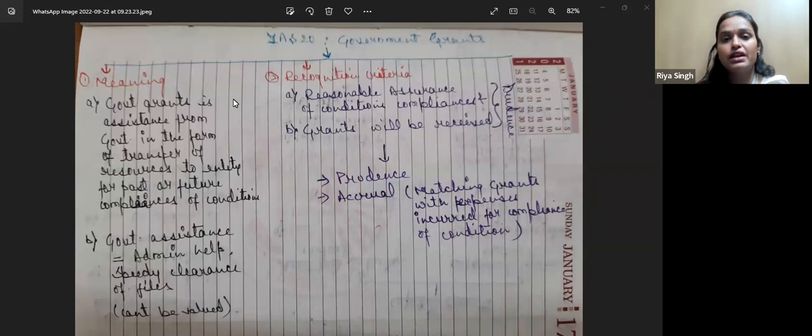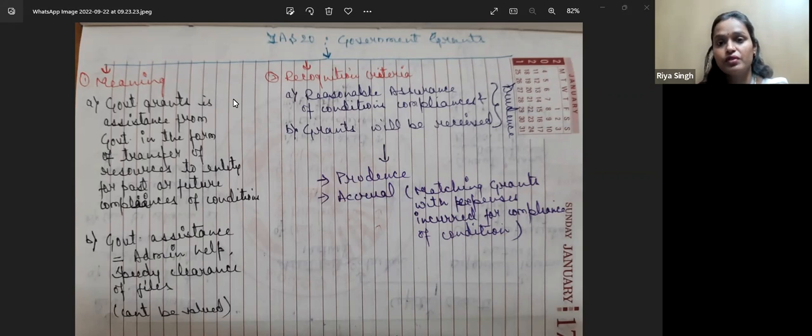Now, in government grants, we are going to discuss the meaning. What is the meaning of government grants? What will be the recognition criteria for the same, and how we are going to measure it? And what are the different types of government grants? Accordingly, we have to see how they are going to be measured. Okay, so let's start. First is the meaning.